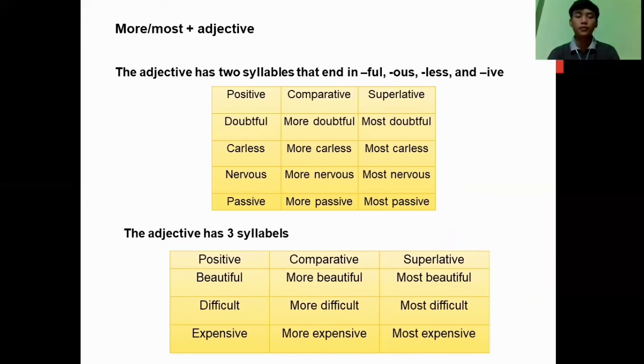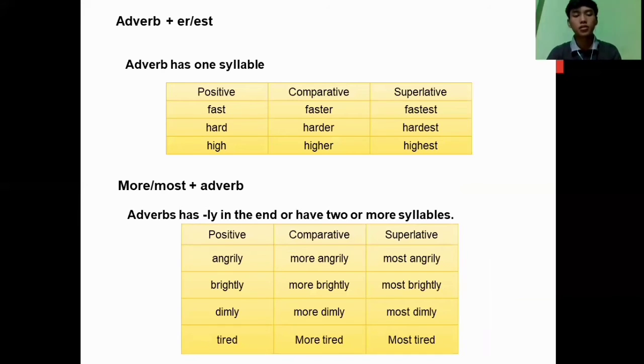Next is the adverb. Adverb plus er or est is used if the adverb has one syllable. And that's just that. Okay, next is more or most plus adverb. The condition is the adverb has ly at the end or has two or more syllables. For the example, you can see the table.